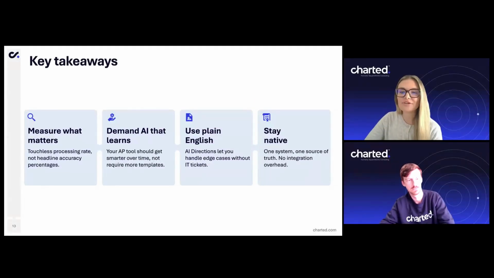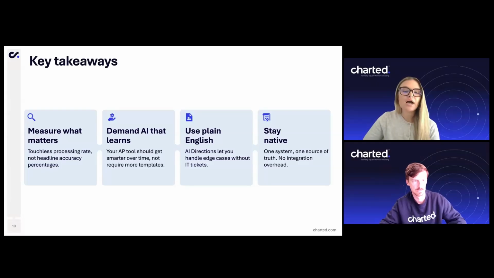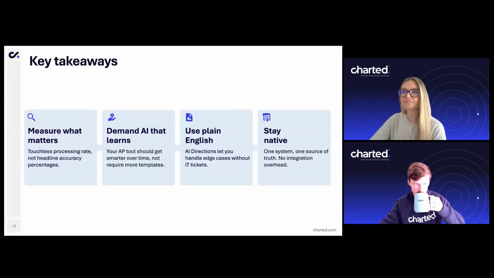So let's review our key takeaways from Mike's demo on what you guys should be doing to determine whether the invoice processing tool that you're currently using is actually working for you and your company. So measure what matters. Track your touchless processing rate. Don't listen to those headline accuracy percentages. Use that 30-day benchmark to determine your touchless rate. So if you remember, these are the percentage of bills that go from intake to approval ready with 0 manual edits. So within the next 30 days, maybe go through this exercise and see what your touchless rate would be.